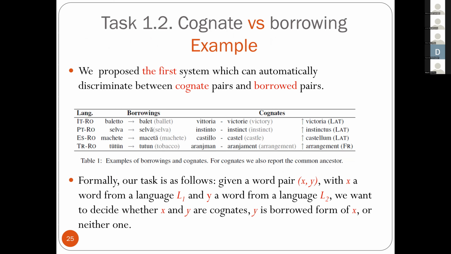The second step was to see if there is a difference between cognates and borrowing. Is it possible to decide if a pair of words are borrowing or cognates? Before, I showed the table with manually annotated pairs. It is not always so easy to say, ballet to ballet, Victoria. There are no big differences, which is borrowing, which is cognate.